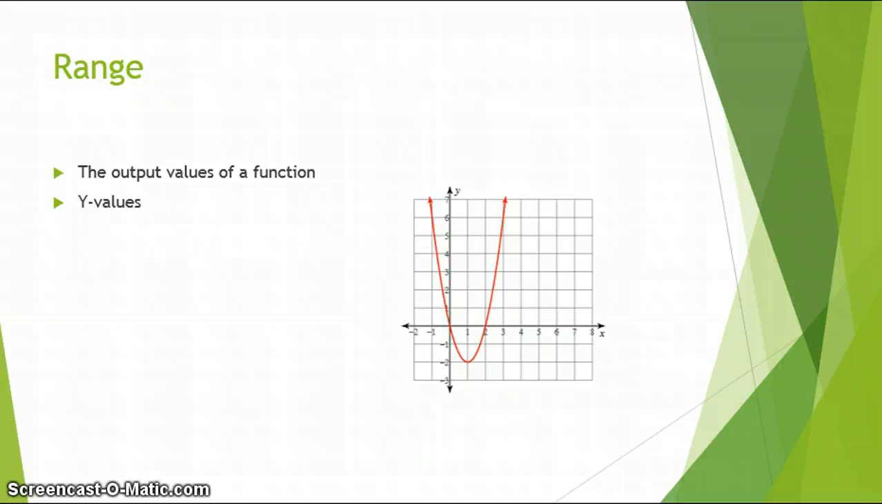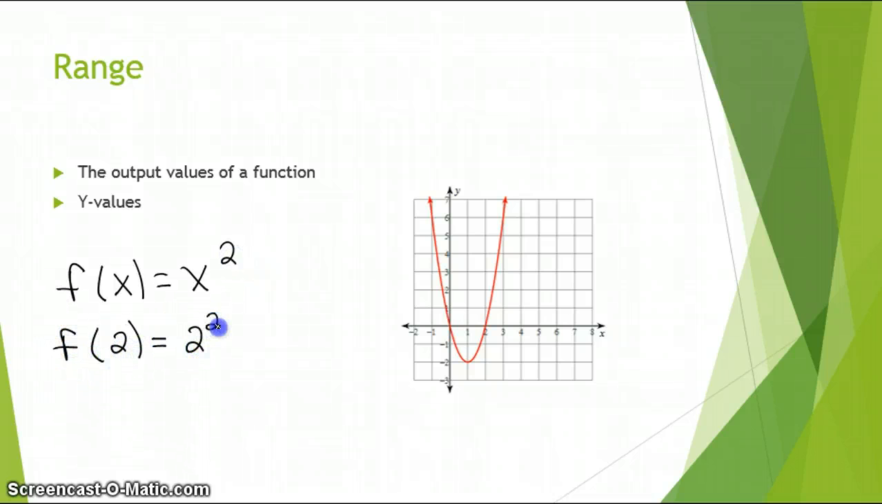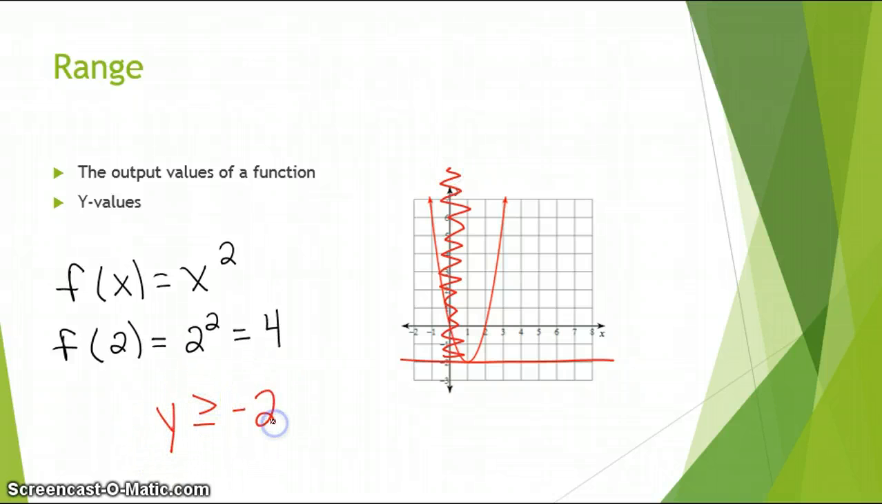Range is the output values of a function, or the y values. So if I have a basic quadratic function, f(x) equals x squared, and I plug in 2 squared, my y value or my output would be 4. You can find your range by looking at the graph. Notice the graph doesn't go below negative 2. So it's all of our y values greater than or equal to negative 2.